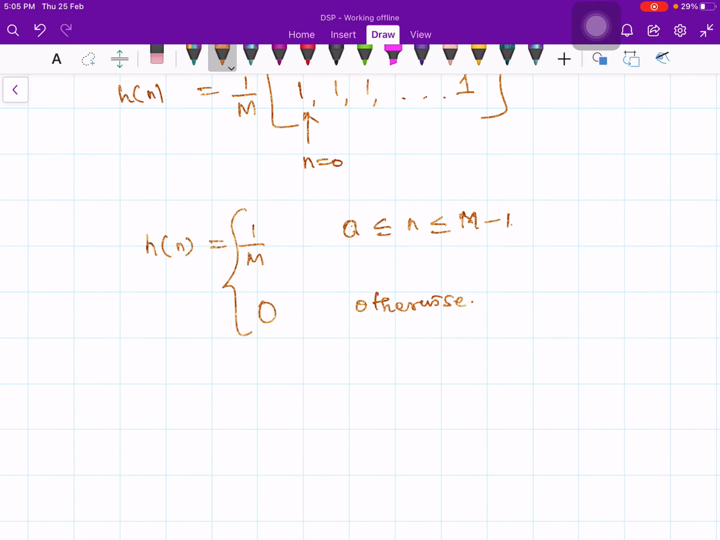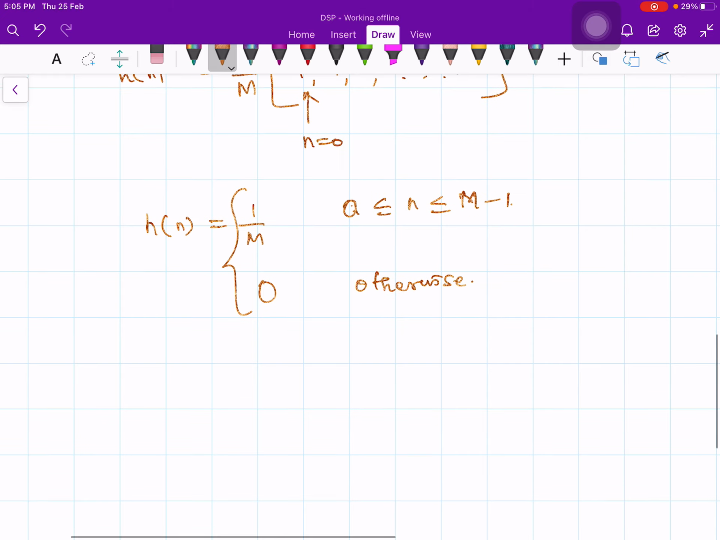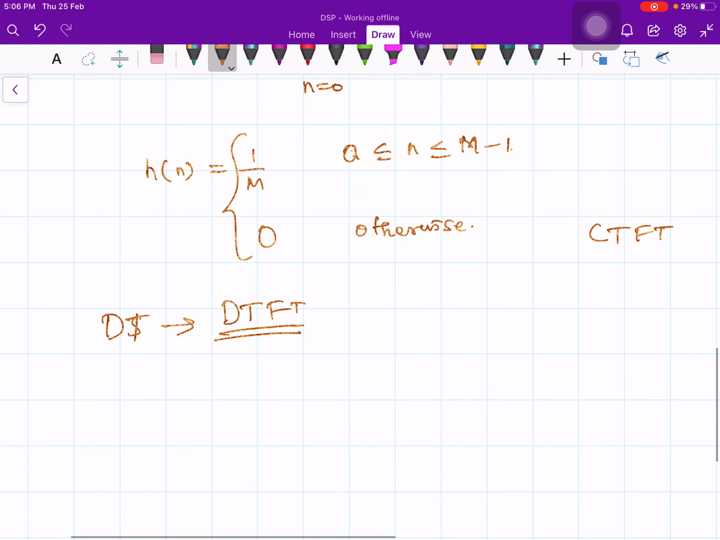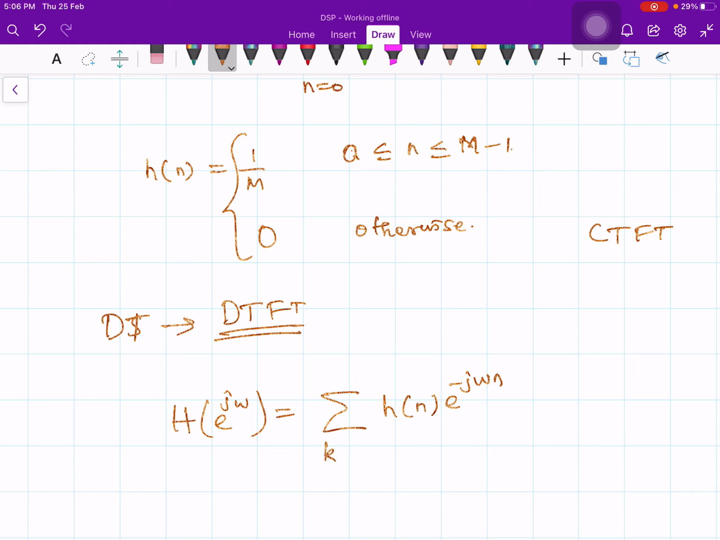So it is indeed an FIR system, right? Its frequency response: how will you find it? For the frequency response, all we have to do is take the DTFT because it is a discrete time system. If it is continuous, you would take the CTFT, continuous time Fourier transform. If it is a discrete time signal, then you take the DTFT. Therefore, capital H of e to the j omega is equal to the summation of h of n e to the minus j omega n, and this is the formula where n goes from minus infinity to plus infinity.